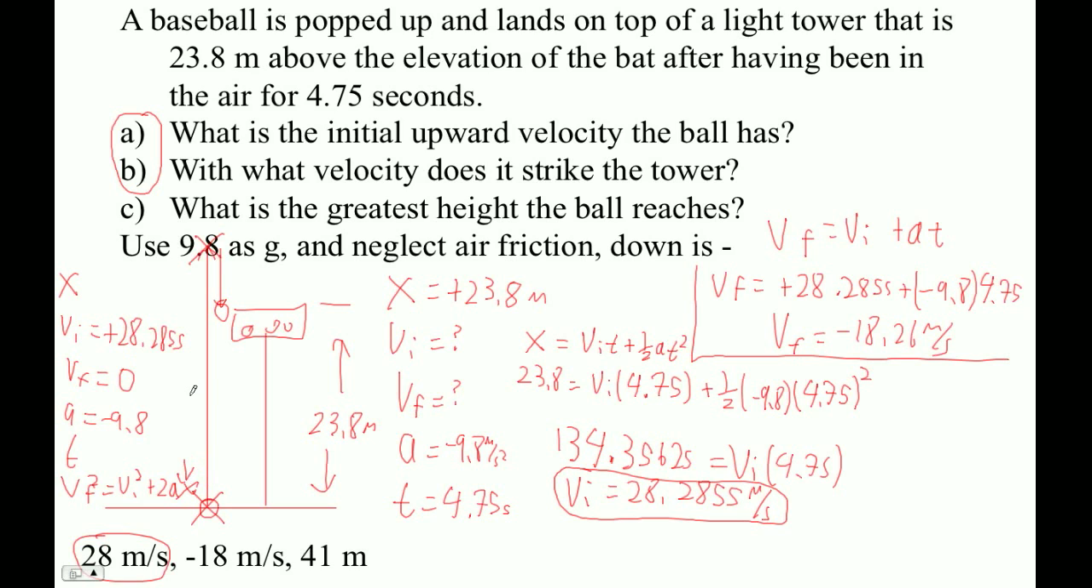So 28.2855 squared and then divided by 2 divided by 9.8 is what it'll end up being. 40.8, so about 41 meters. 41 meters is the greatest height. Okay? Hope that helps.